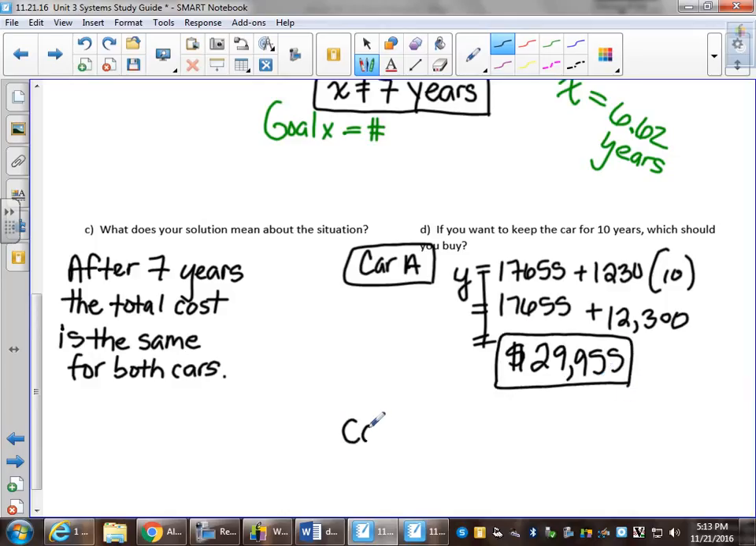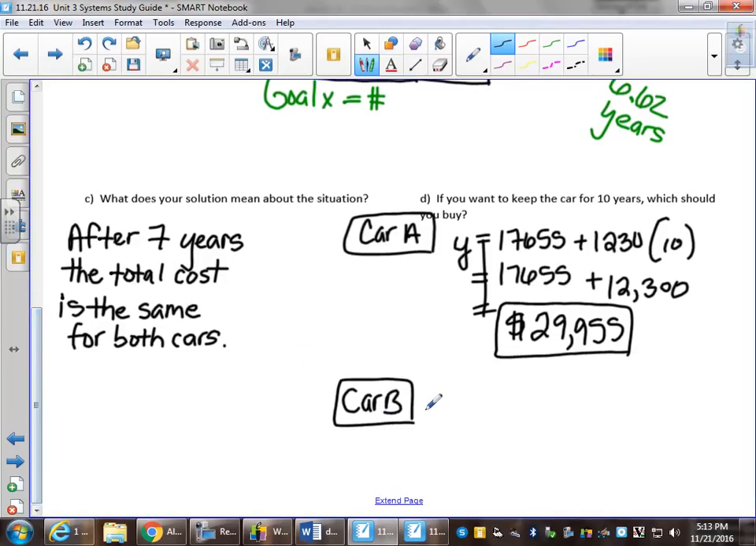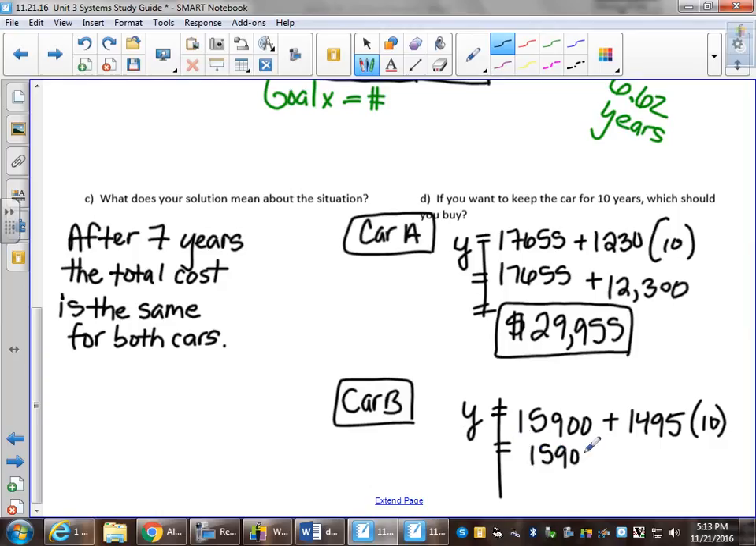Now let's see car B. Car B, we get y equals 15,900 plus 1,495 times 10. That's 15,900 plus 14,950. So car B for 10 years is $30,850.